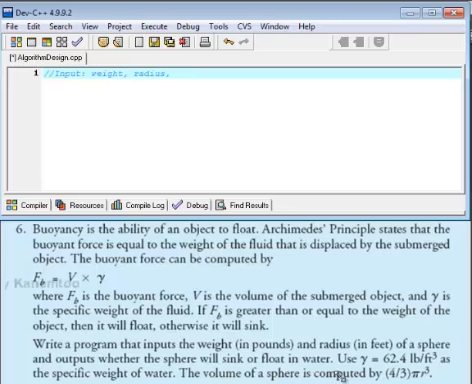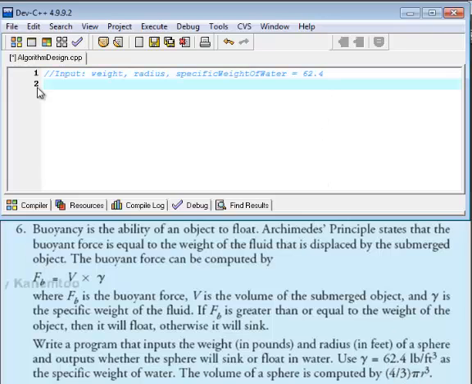We know the volume of a sphere is computed by 4/3 pi r cubed, and we know the specific weight of water is 62.4 pounds per feet cubed. So we can write that down too. Specific weight of water is 62.4. And we'll write this equation in a second.